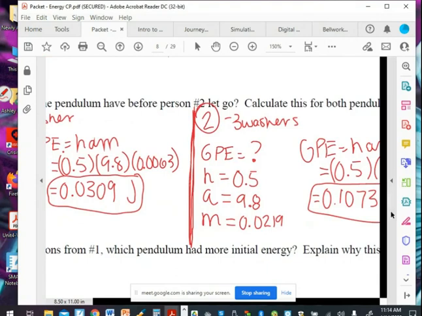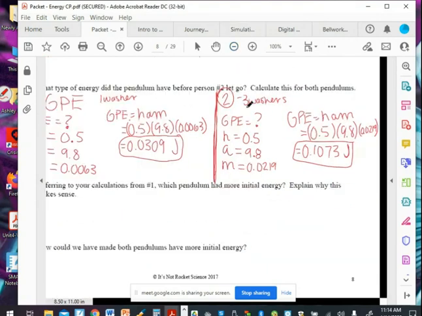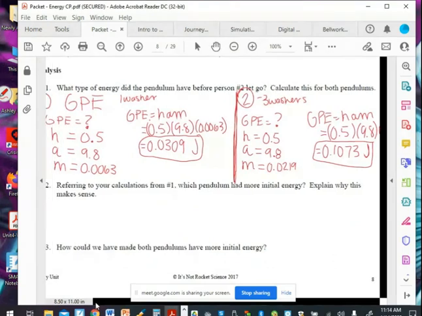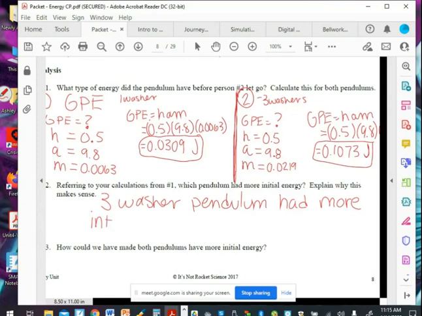So now we should be able to answer question number 2. I'm going to zoom out a little bit for this. Question number 2 says, referring to your calculations from number 1, which pendulum had more initial energy? Explain why this makes sense. The pendulum that had more initial energy was the one with 3 washers. So the 3 washer pendulum had more initial energy.